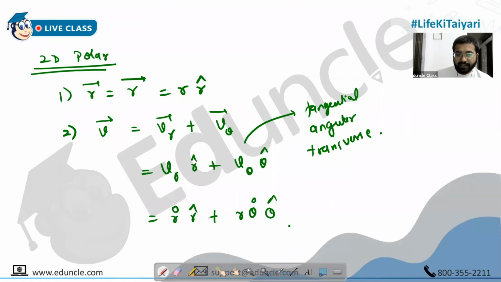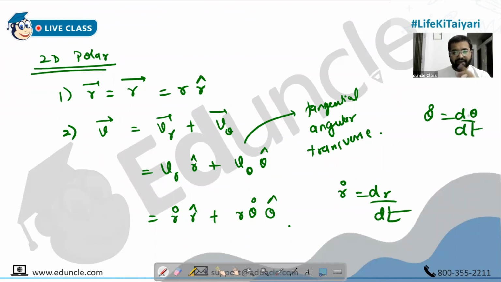Theta cap. Dot means first derivative, people. So when you say r dot, that was dr by dt. And when you say theta dot, that is d theta by dt. When you say d theta by dt, this is rate of change of angular displacement with respect to time. That was our angular velocity, omega. So that was vr and v theta.